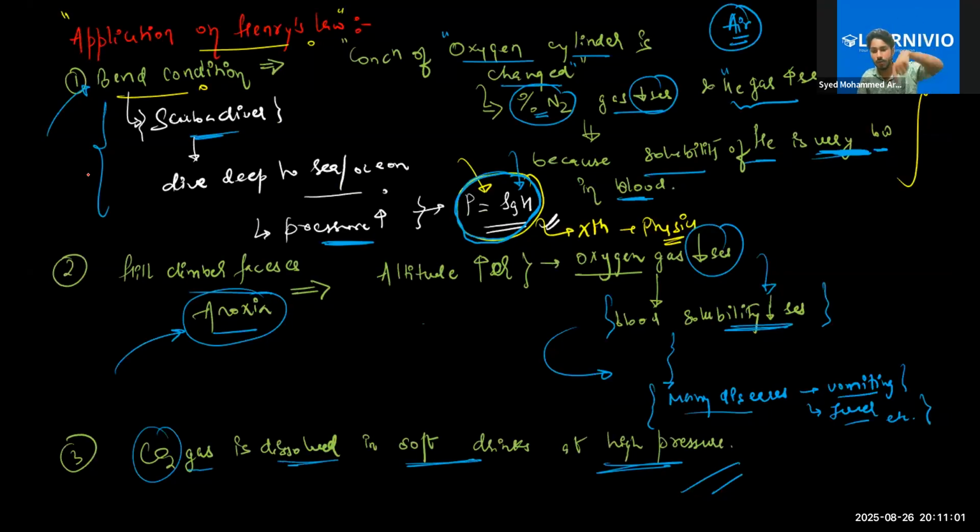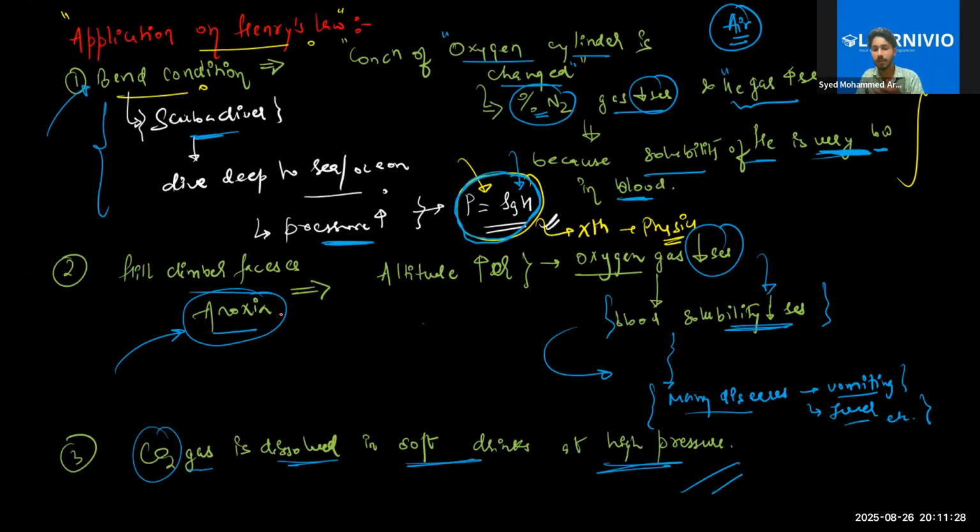Now the application is bend condition. The scuba diver goes down to the deep of the ocean. The pressure increases. If the pressure increases, then we need to change the concentration of the oxygen cylinder that they carry with them, because in the air the nitrogen is there in a higher quantity. But if we go deep down in the water, we need less nitrogen, because nitrogen will cause a condition known as the bend condition. It is a very painful condition.